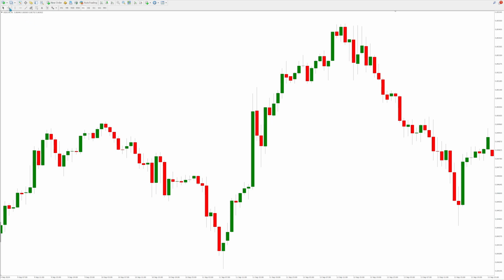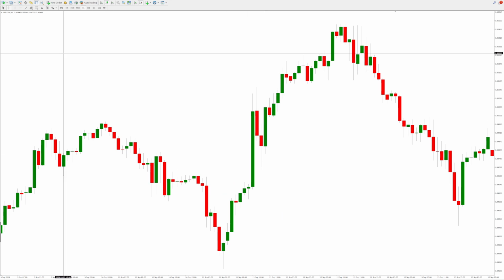So this is an easy candlestick pattern to spot on your charts. It can be either bullish or bearish. What we're looking for is a gap between the open price and the close price, and we're going to look to trade the momentum in the direction of the gap.